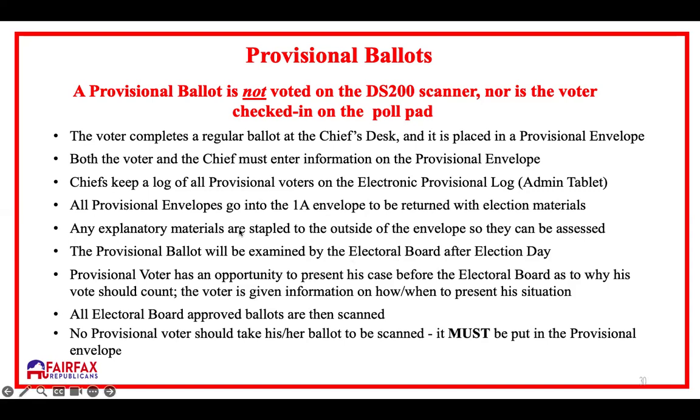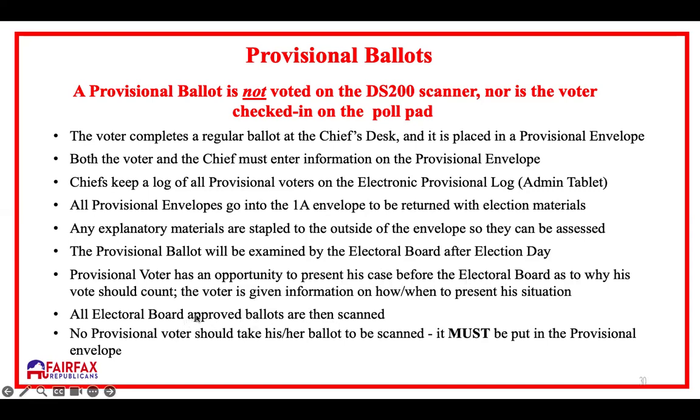Again, if there are explanatory materials, they get stapled to the outside of the envelope, and then these provisional cases are adjudicated the next day, Wednesday the 6th, by the electoral board. Any provisional voter has the opportunity to present himself before the electoral board and explain what his situation was and why he believes that his vote should count.